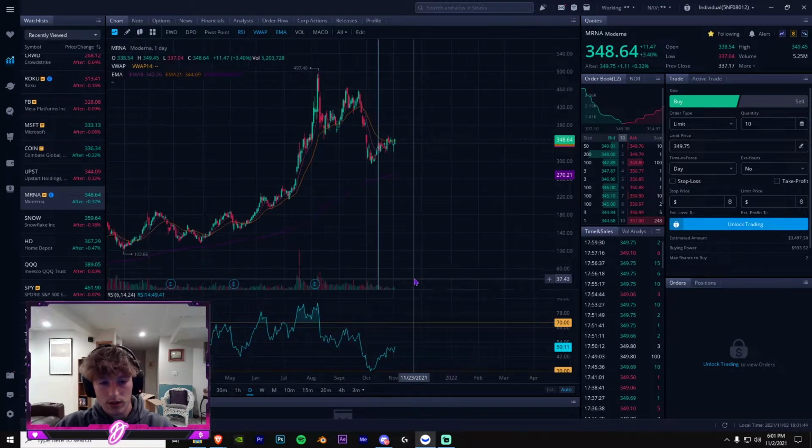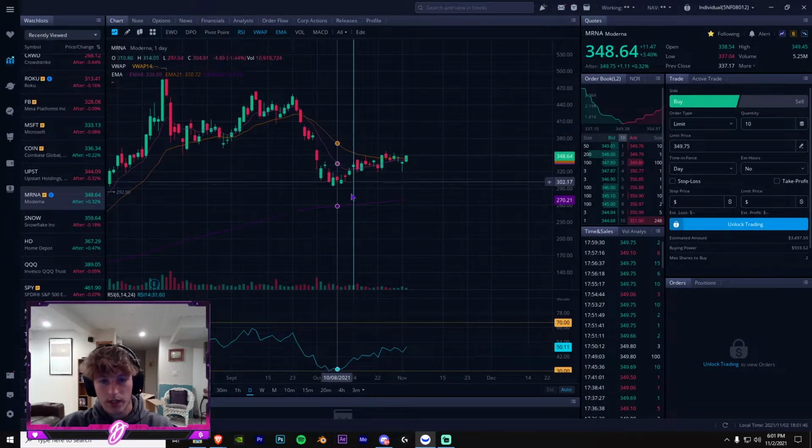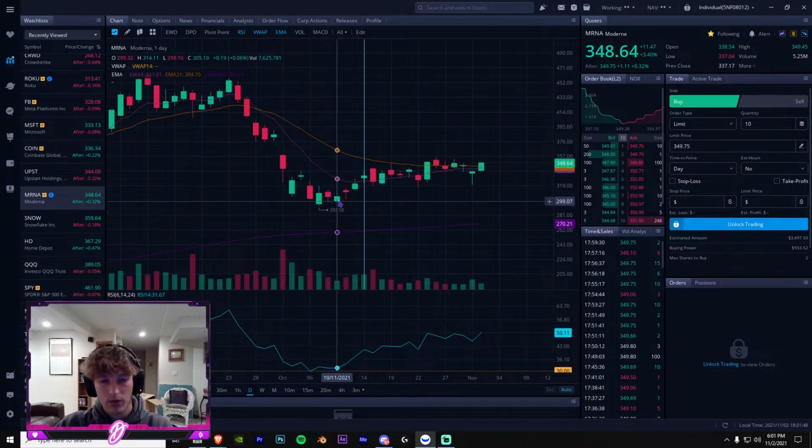So let's look at mRNA. So we see mRNA had this huge dip, and say you think it's bottoming out right here. So you're reading the volume, you're reading the candlesticks, and you're like, I think mRNA is bottoming out right here. So you want to check your indicators for indication, or confirmation. So you check the RSI, and the RSI is at 30.